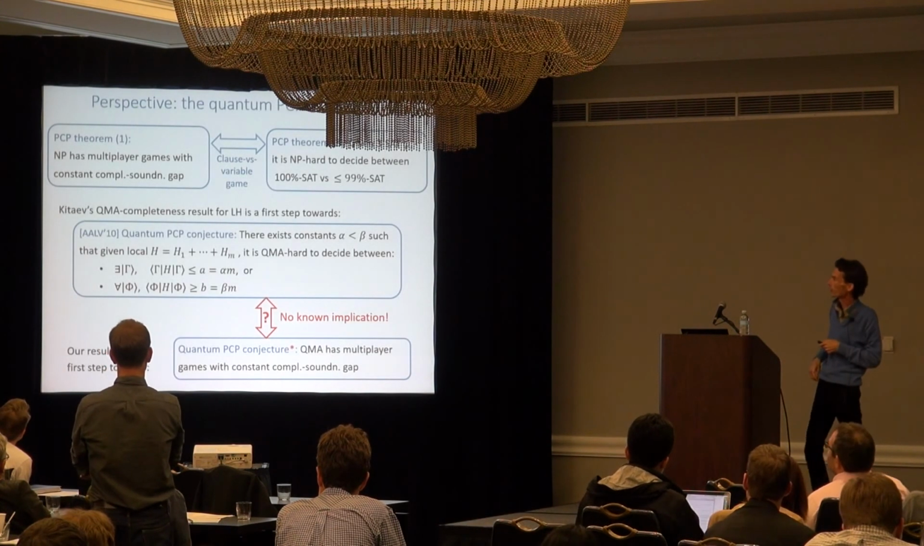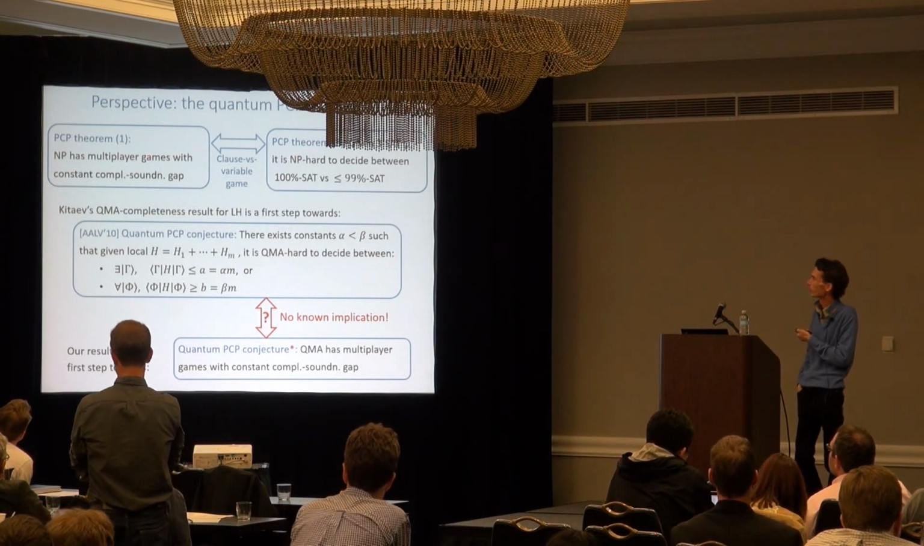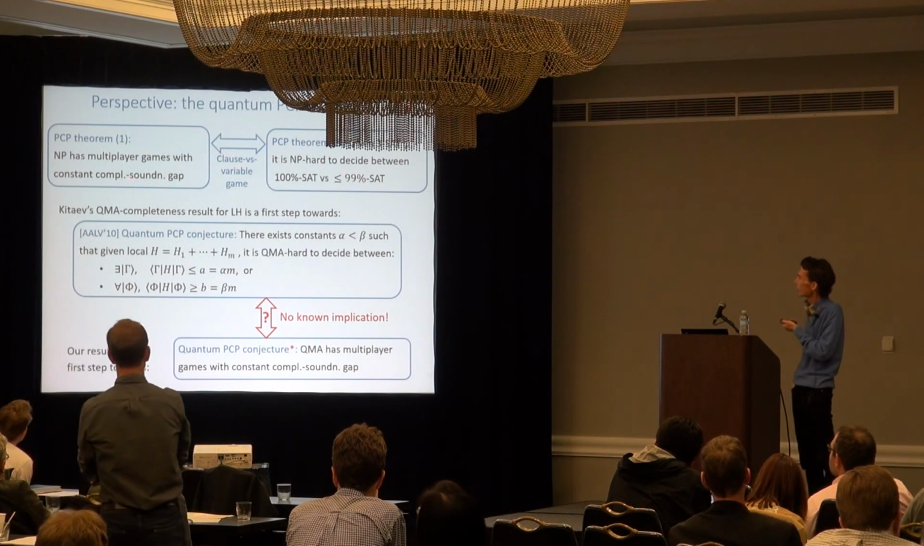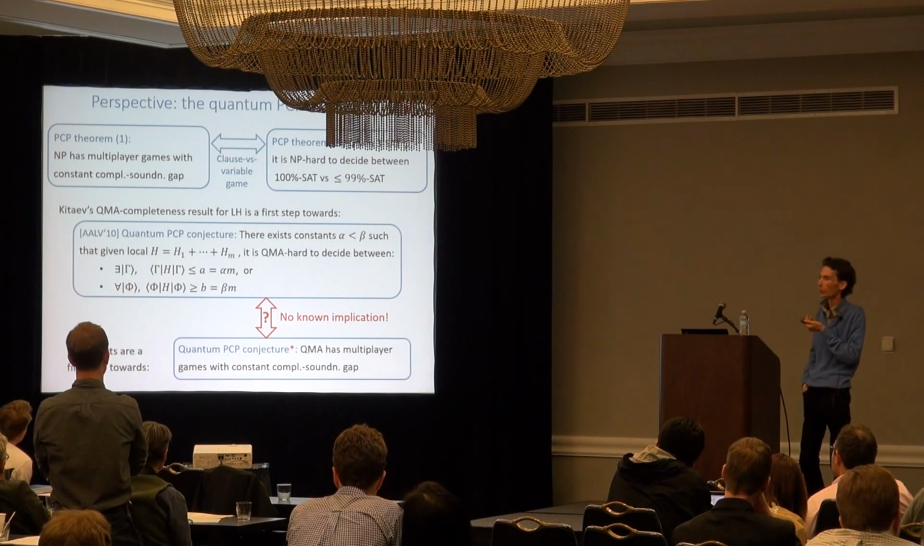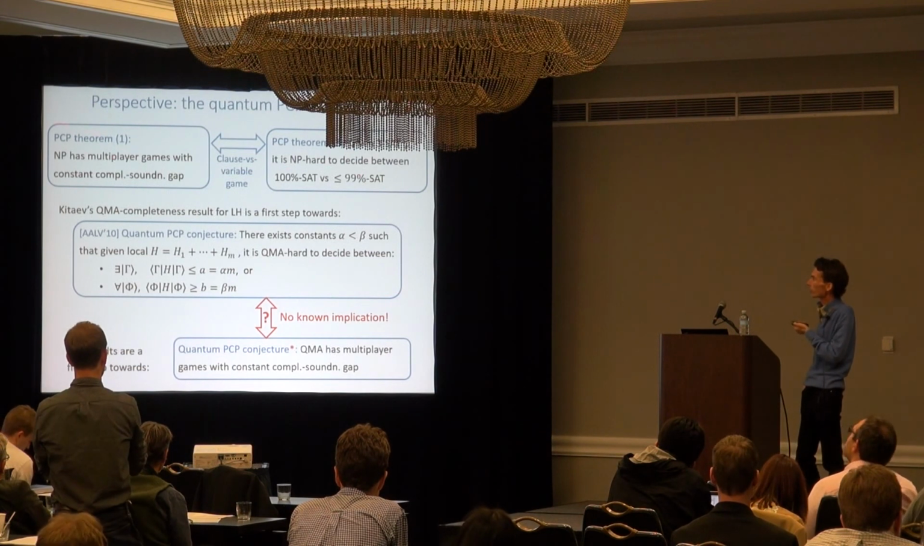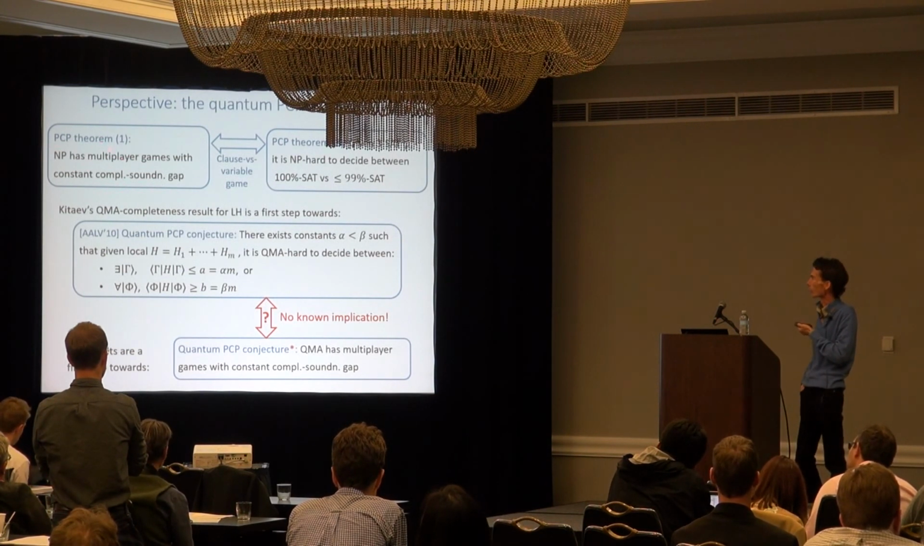So, well, I can flash the slide up. I talked about the classical PCP theorem. This is going to be a little bit for experts, but not too much. The classical PCP theorem has two equivalent formulations that I gave you on my second slide. One formulation is that all languages in NP have the kind of multiplayer games that I described, where the gap between completeness and soundness is a constant.